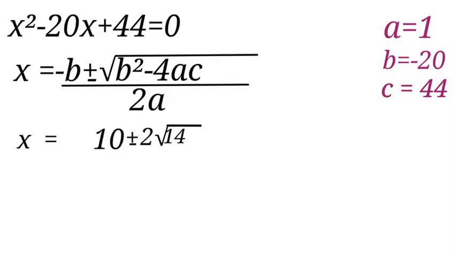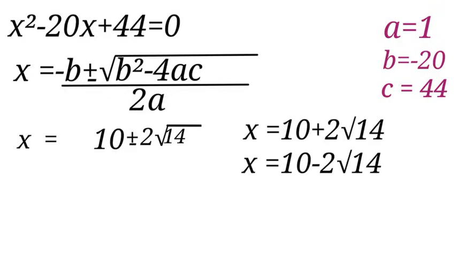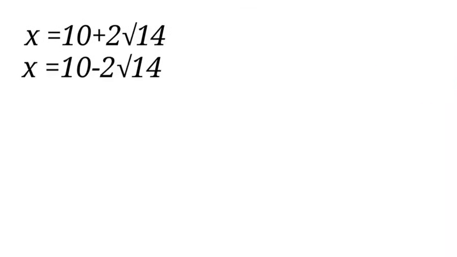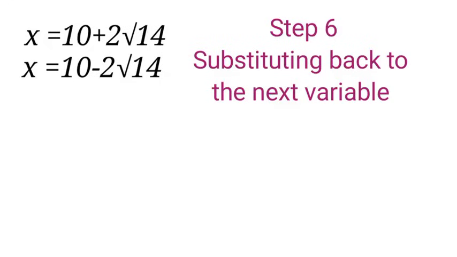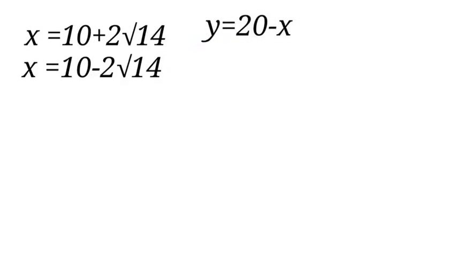We have gotten the value of x. x has two values here, 10 plus 2 root 14 and 10 minus 2 root 14. That leads us to the next step, which is step 6, substituting back to find the other variable. Recall that y equals 20 minus x. x has two values, so y will also have two values. So we will substitute the two values of x into y in order to also find the two values of y. For the first value of y, we will substitute 10 plus 2 root 14 in place of x.